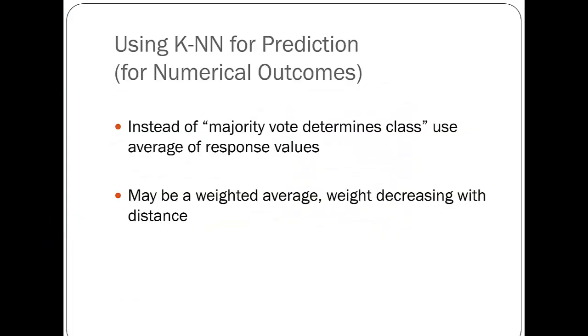So instead of using majority vote to determine the classes, another alternative is to use the average of the response values, and that's if you have, instead of a classification outcome, a numerical outcome that you're trying to predict. In such cases, you can also have it be a weighted average, where those that are closest in the neighborhood have a higher weight, and the weight decreases with the distance. So this is something you can use with classification and prediction, and that makes it a very useful tool for data mining in general.